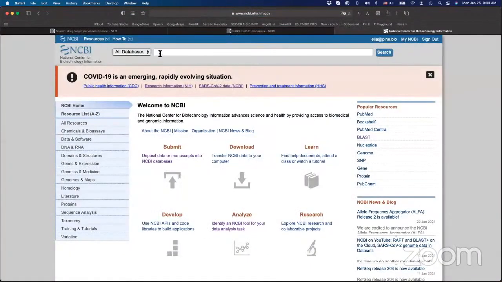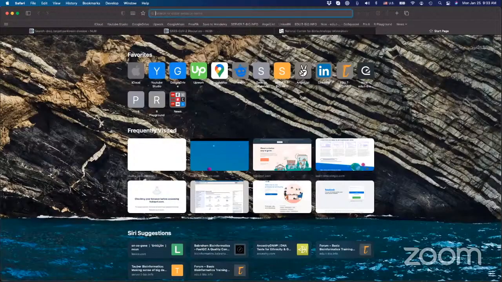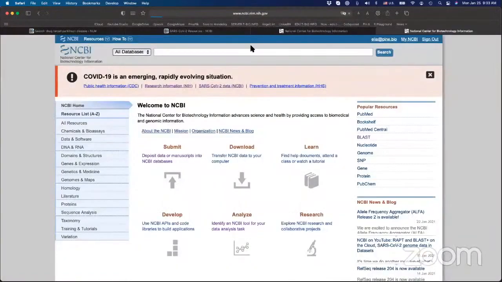NCBI. Personally, I do not know anything about this topic, and that's what's exciting about my job. I get to learn about all of these interesting things from you.